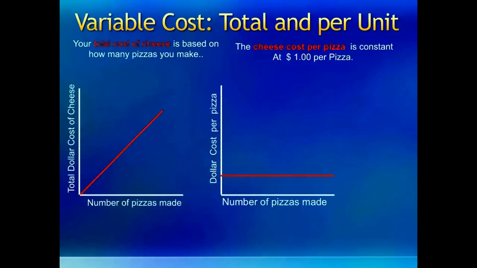Let's look at total and unit variable costs one more time to be absolutely clear. Suppose we have $1 worth of cheese to make one pizza. So, if we make one pizza, dollar cost of cheese would be $1. If we make 10 pizzas, dollar cost of cheese would be $10. For 100 pizzas, it would be $100 and so on. However, each pizza still uses the same constant, $1 worth of cheese. So, total variable cost increases and unit variable cost remains the same.